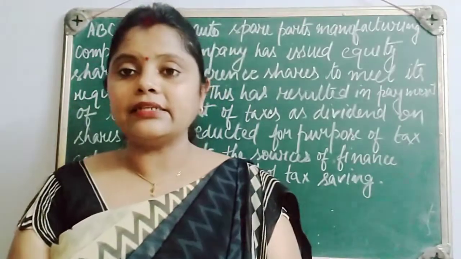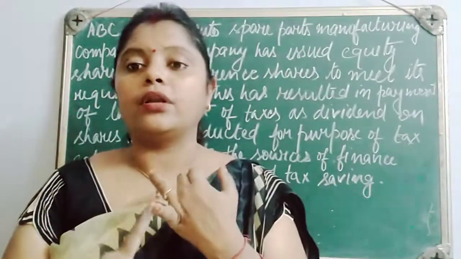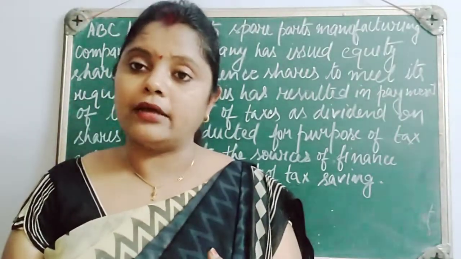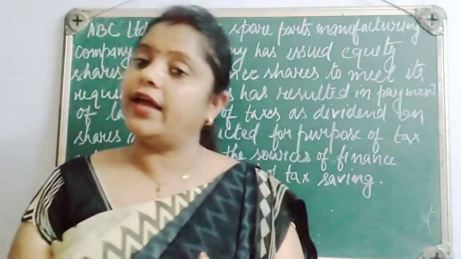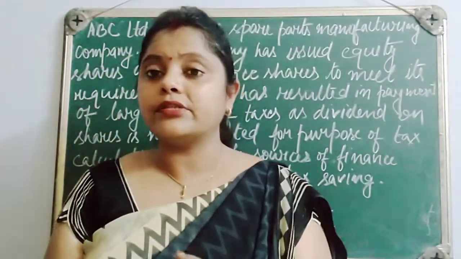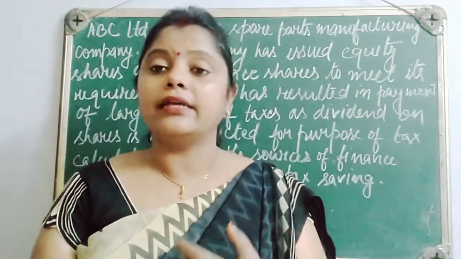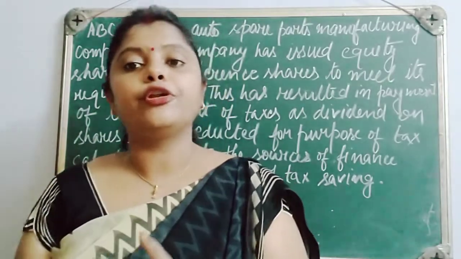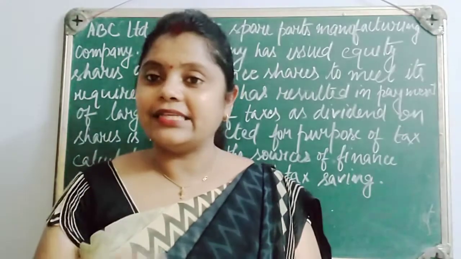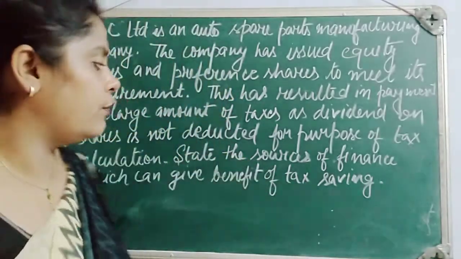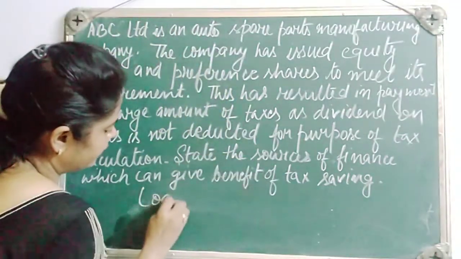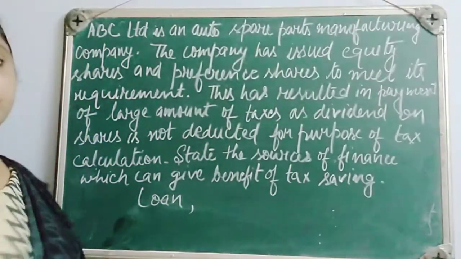So what are the sources there? As we are discussing right now, we have seen loan. If we take the loan from the bank or the financial institution, we have to pay interest, and interest will be treated as an expense which will reduce profit, and on reduced profit we have to pay less tax. So one of the options which is available is loan.